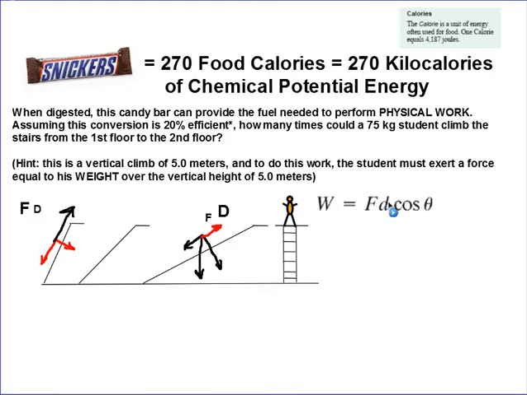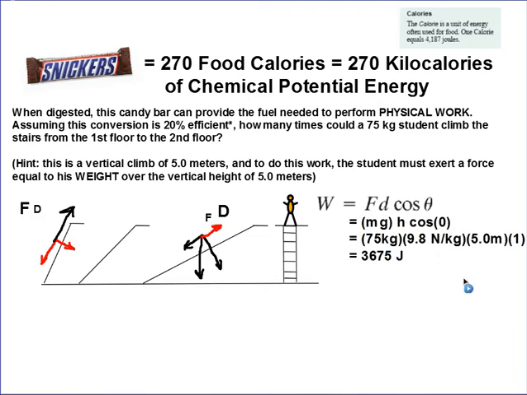Work is just force times distance times cosine of theta. In this case, the force is his weight. D is the height of the stairs. And the cosine of theta is just 1 because theta is 0 degrees. The force that he exerts is in the direction of his motion. The force that he exerts is equal to his weight, and the direction is straight up, so he does positive work.